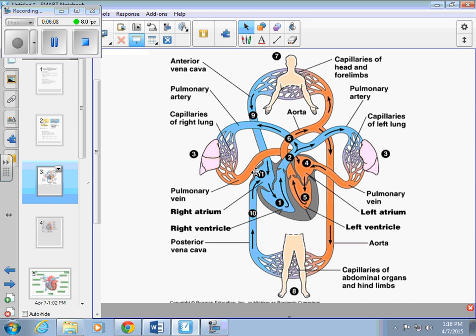You can remember that the atriums are on top and the ventricles are on bottom because the atrium starts with the letter A, and that's at the top of the alphabet. So atriums are at the top and ventricles with the letter V are at the bottom of the alphabet. We'll start with the right ventricle.